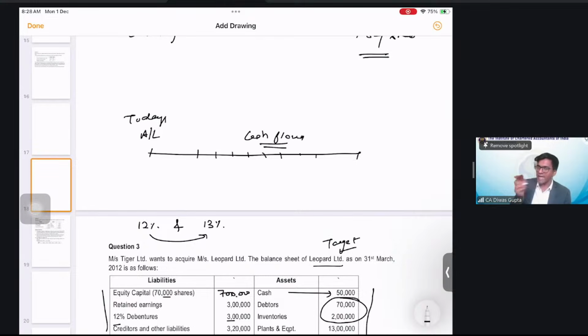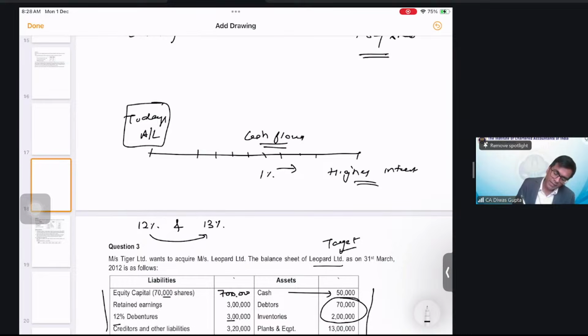So, anywhere we should adjust, right? Because this 1% extra will lead to higher interest payments, correct? But when? In future, not now. So, is it appropriate to adjust it today? The answer is no. We will not adjust it today.